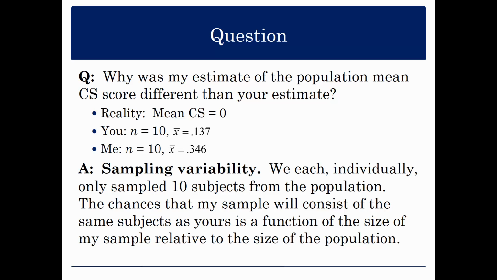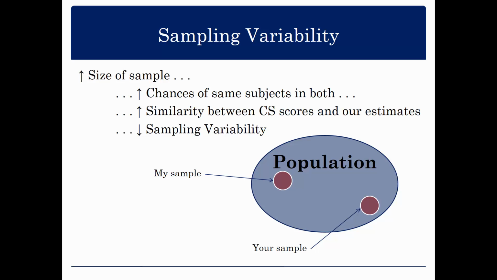So if I have a really small population and I sample quite a bit of it, then a person who does the exact same experiment as me would get very, very similar results, because we are actually capturing more of the picture. So there's less chance for us to have an impact from sampling variability. If you increase the size of your sample, you're increasing the chances of the same information contained in both samples. So there's similarity between our estimates and reduction in sampling variability.